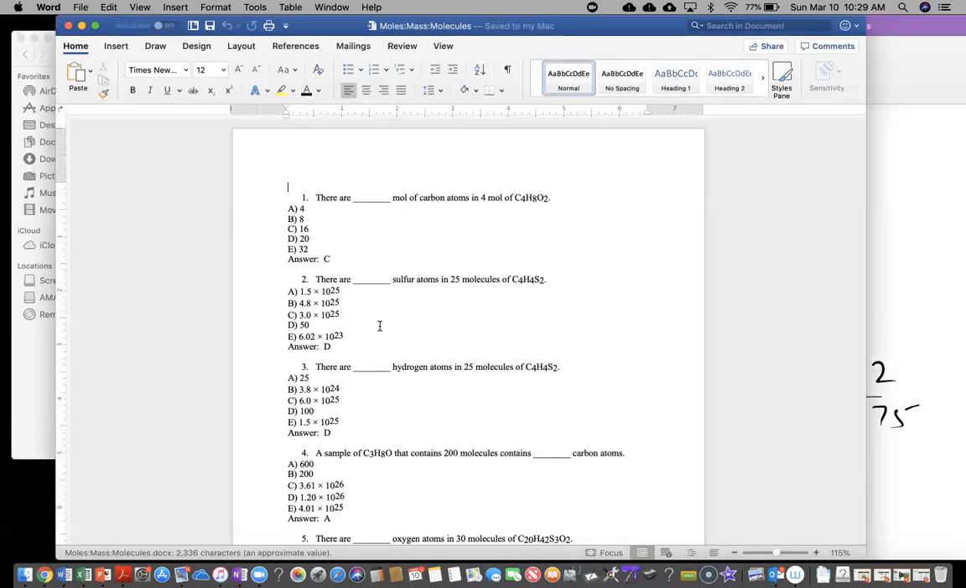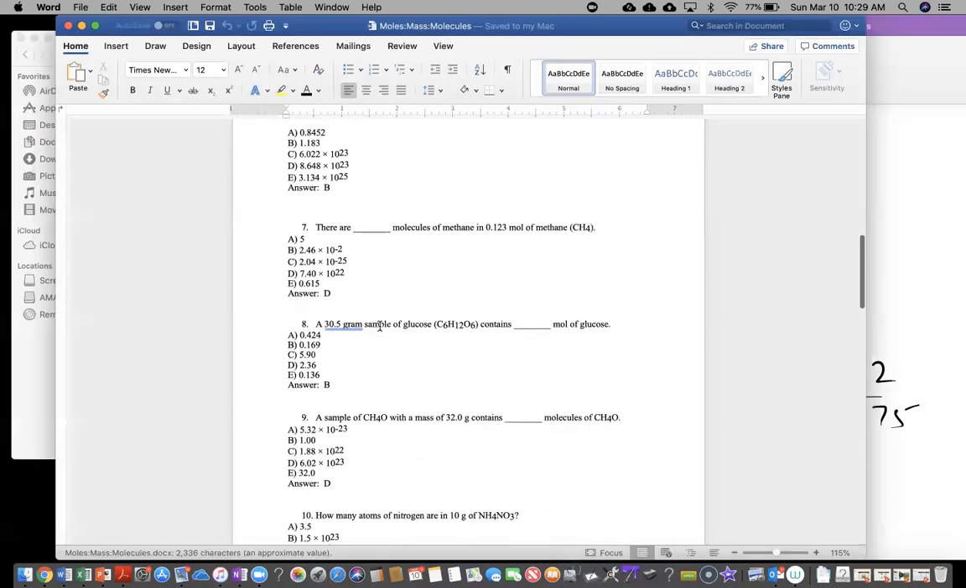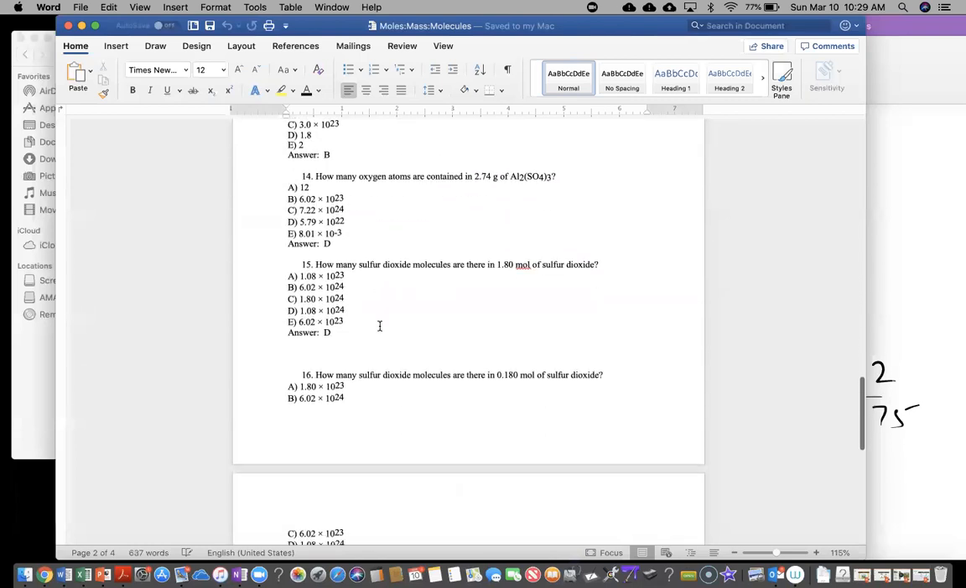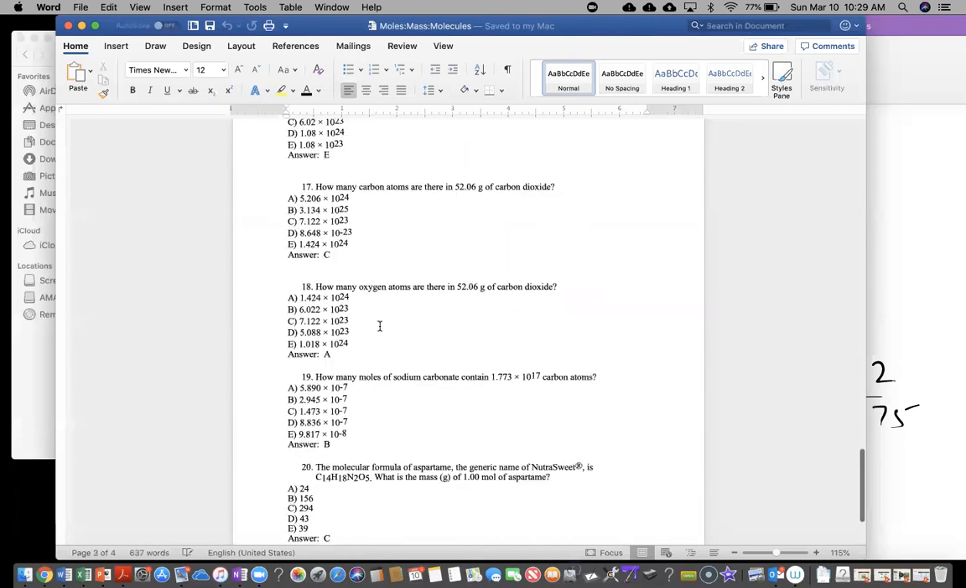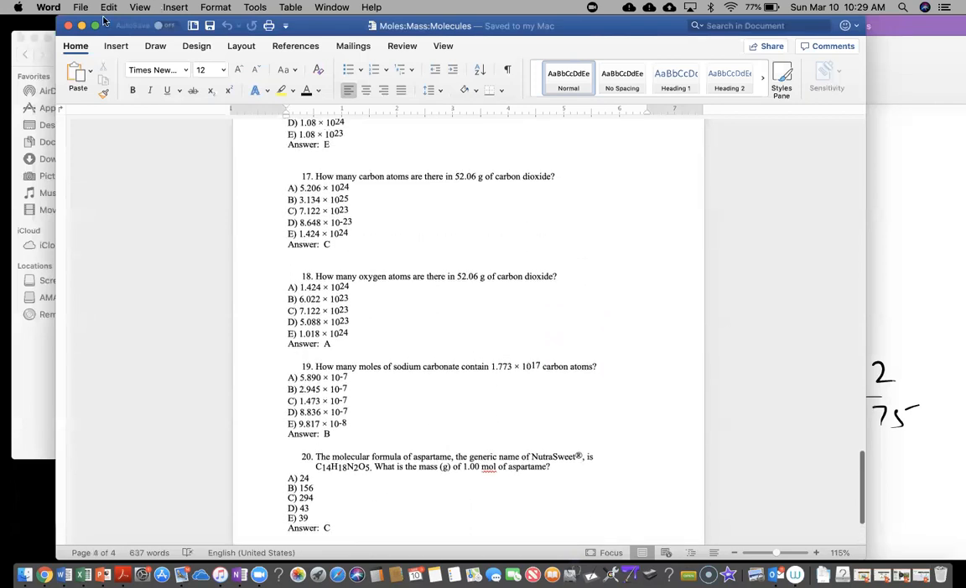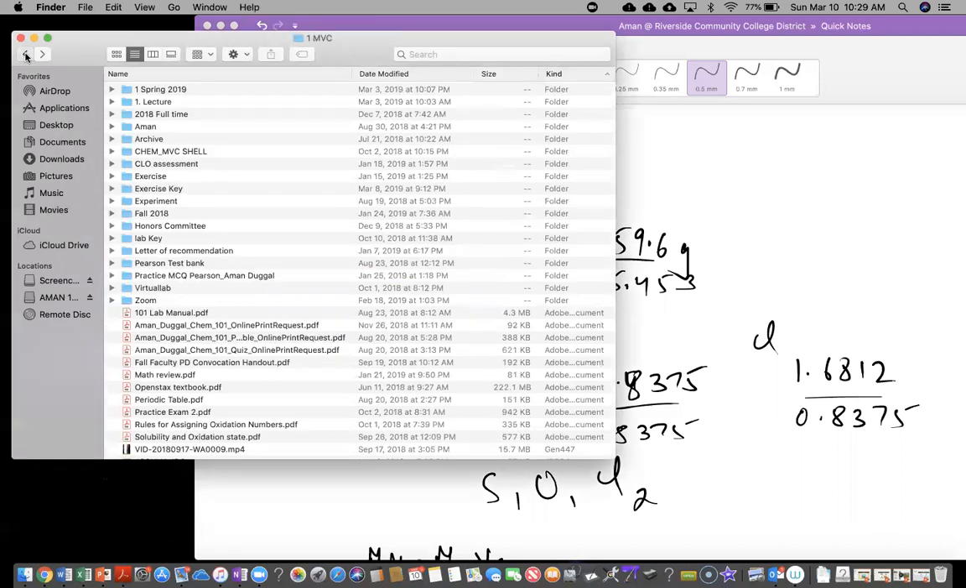Do we have them here? Which worksheet is this? I'm also figuring out. Do you guys know which worksheet has a question on mass percent composition? I think some of the exercises do, don't they? I don't remember exactly.